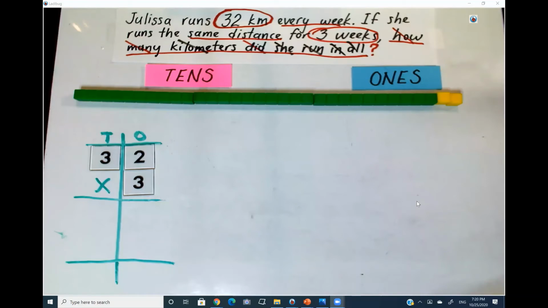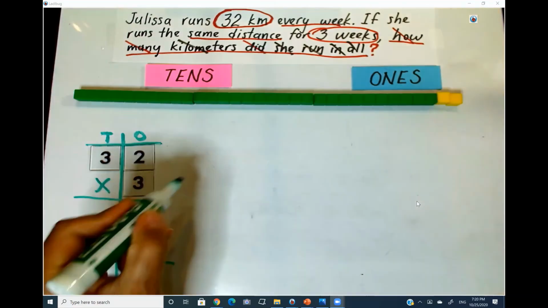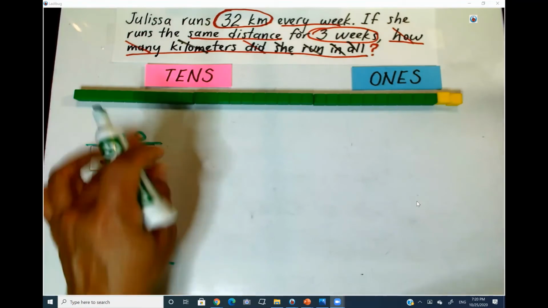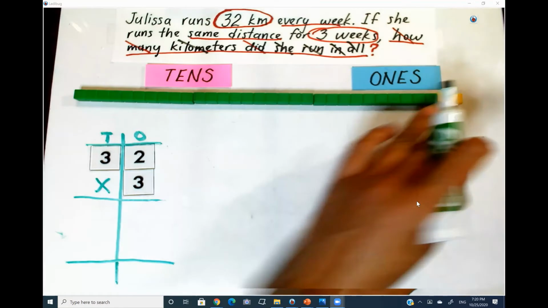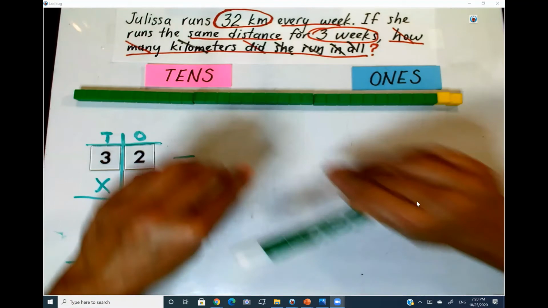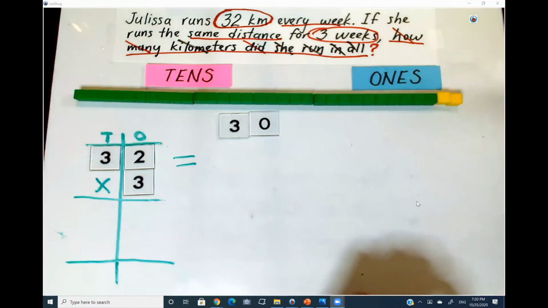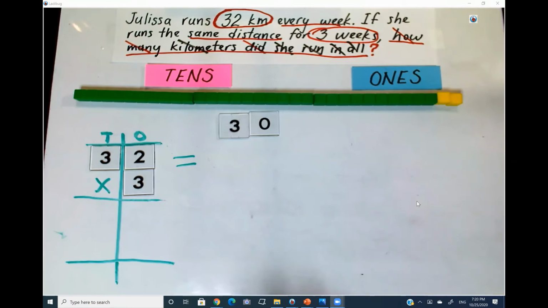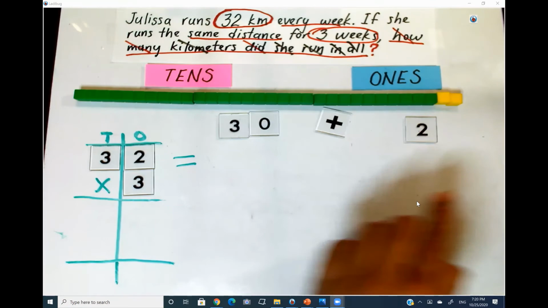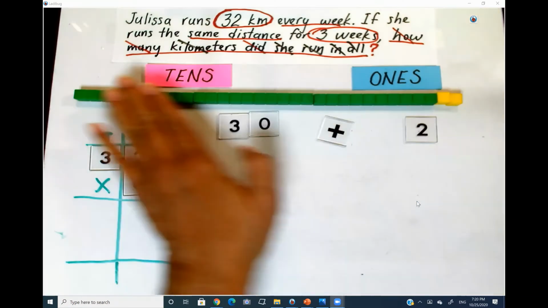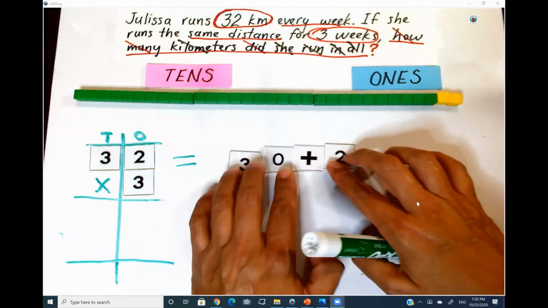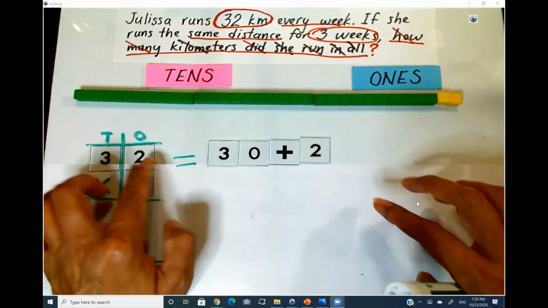To help us understand the algorithm better, we're going to explain in more detail how to break down the problem. So 32, we can represent the number in expanded form. So we can say that we have 3 tens, which is 30, plus 2 ones. So 30 plus 2 makes the 32 kilometers that Julissa runs. So we're going to make this algorithm here, which is 32 equals 30 plus 2.